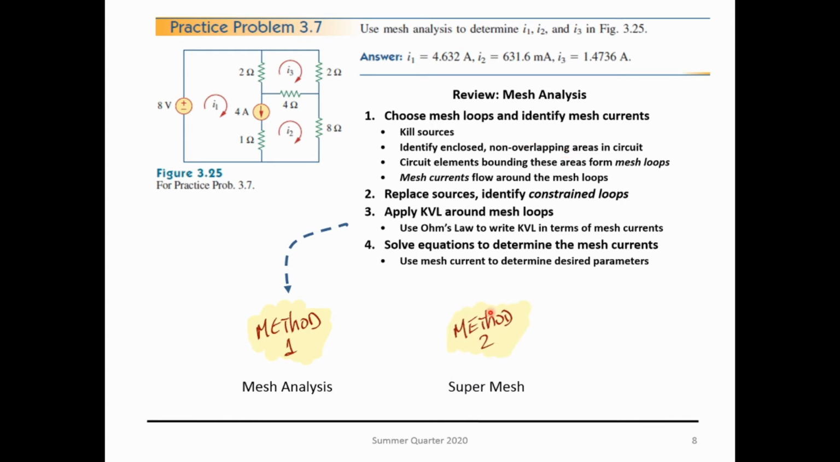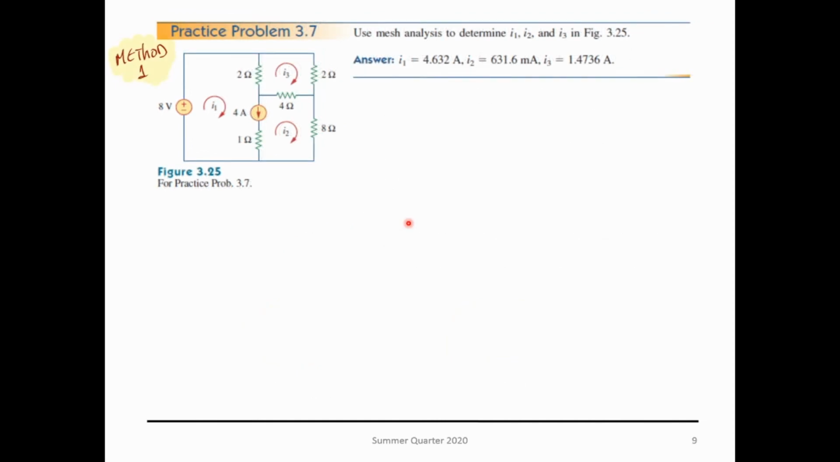But method number 2, we are going to actually use these currents that are here, and we're going to use this concept of super mesh. So let's go over this one over here, the mesh analysis, in which we are going to kill the sources first. So a voltage source becomes a short circuit, a current source becomes an open circuit. We're going to identify those non-overlapping areas, finding the mesh loops, and then we're going to find the constraint loops, and then we're going to apply KVL and solve those equations. So let's go over that method number 1.